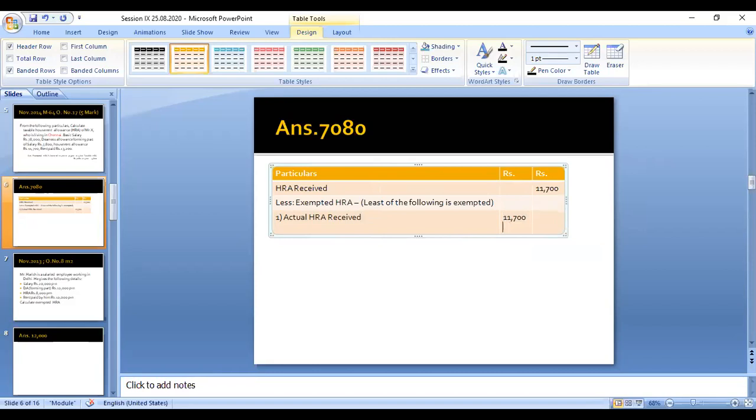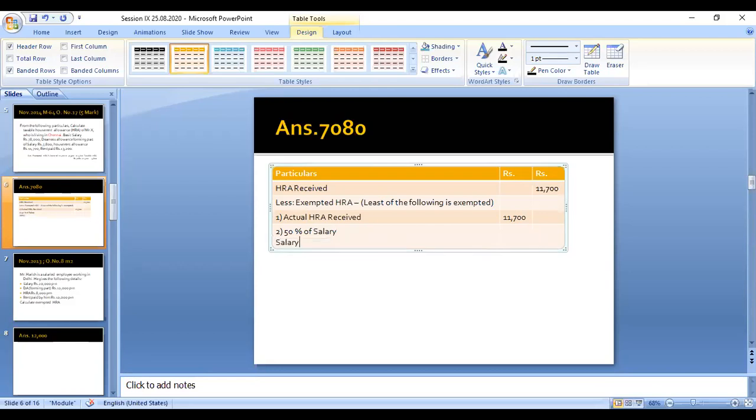What is the second amount as per the formula? The second amount is 50 percent of salary. Since he is an employee working in a metropolitan city, Chennai, you have to take 50% of salary. What is salary? Now we have to calculate the salary.